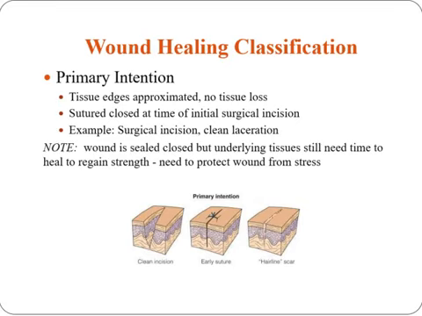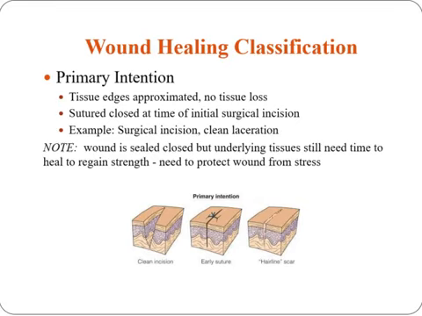So as our wounds are starting to heal, we're going to classify them a little bit differently too. So primary intention, this means that the wound edges are approximated. Approximated means that they're close together, or that there's no tissue loss there. So surgical wounds a lot of times are going to heal by primary intention because they're just able to push that skin right back together.